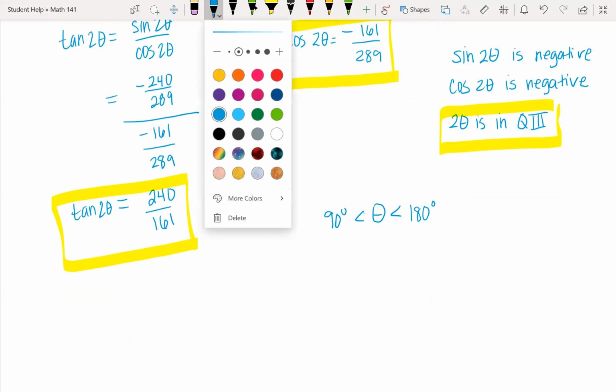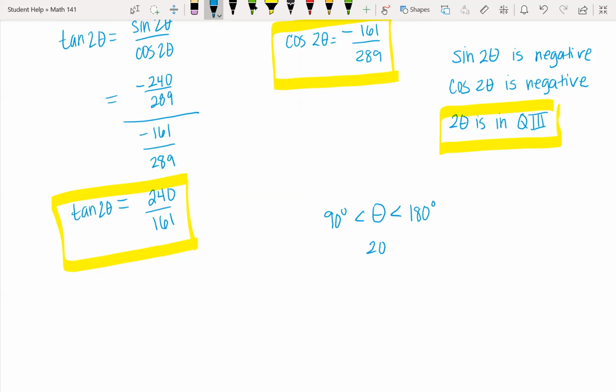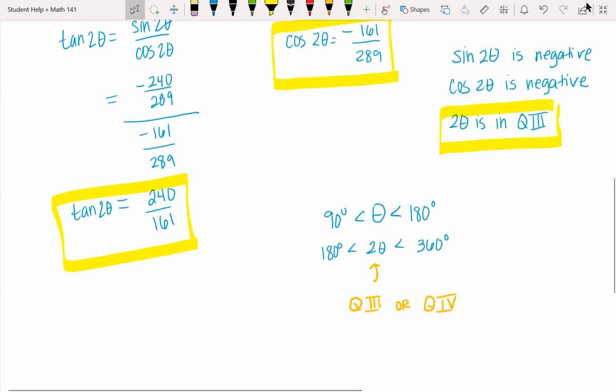So if I were to multiply all three of these items by 2, I have 2 times theta is between 180 degrees and 360 degrees. So this could be in either quadrant 3 or quadrant 4. And so we have to do a little bit of extra investigating before we make a final decision about which quadrant it is in. All right, next problem.